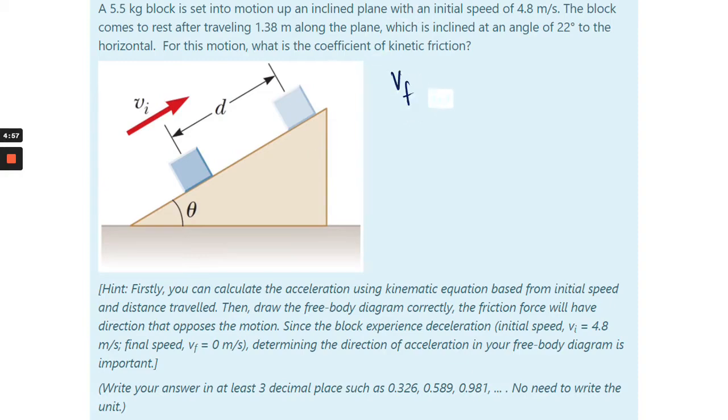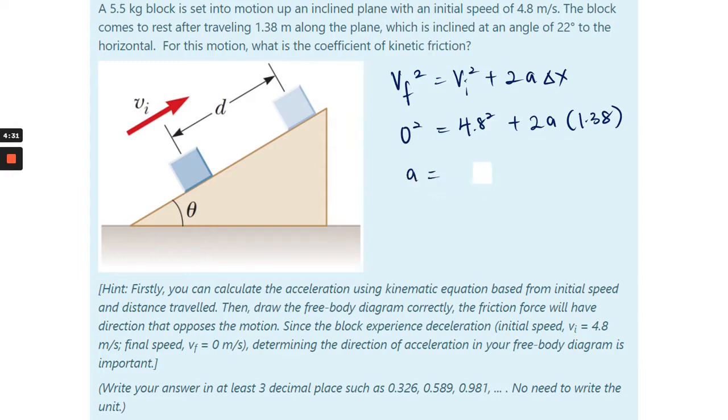We're going to be using this kinematics equation: Vf squared is equal to Vi squared plus 2a delta x. So Vf is going to be equal to 0 and Vi is provided to be 4.8, squared, plus 2a, which is the unknown that we need to obtain, multiplied by 1.38. So the acceleration is going to be negative 4.8 squared over 2 multiplied by 1.38.